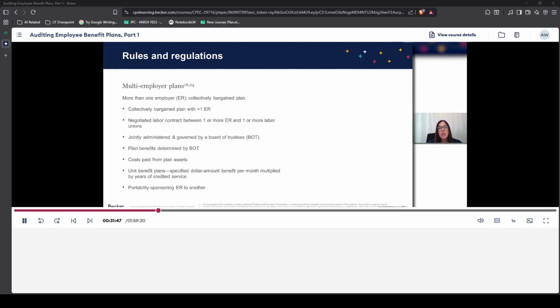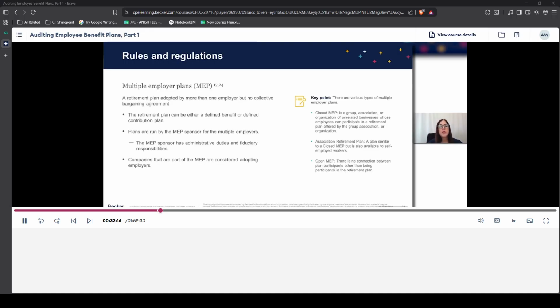One of the advantages to the participants in a multi-employer plan is that their benefits are portable from one participating employer to another participating employer. So with your multi-employer, even though you've got more than one participating employer, you still just have the one audit requirement and the one 5500 filing.